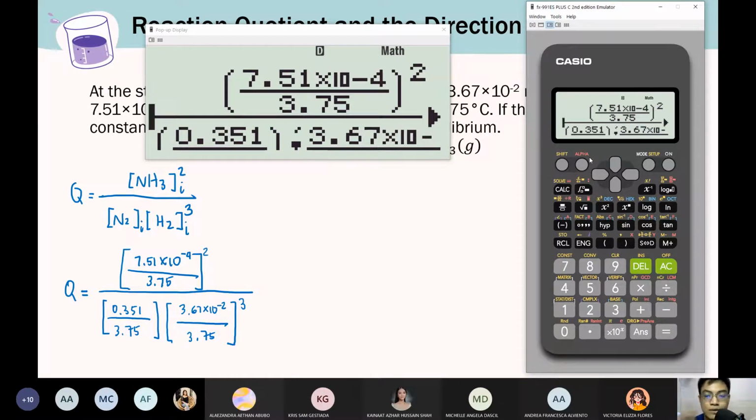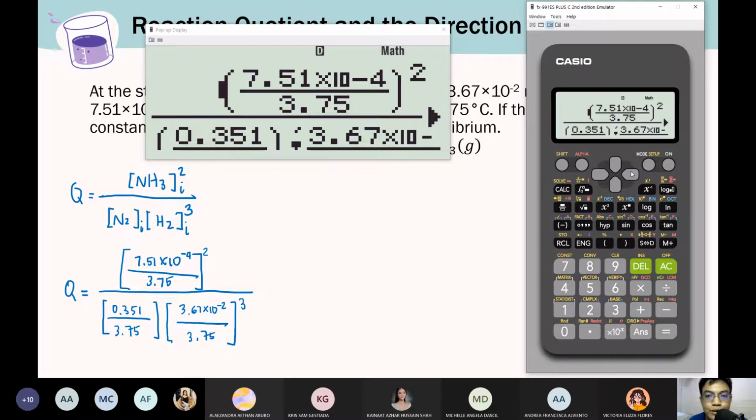So pagsama-samahin nyo na yung concentration units. Kasi if you do it separately, it will take a lot of time. And remember, pag nag-quiz kayo, there will be lots of equilibrium problems and very limited time. Okay? So kailangan mabilis mag-isip kung paano kukunin yung concentration.